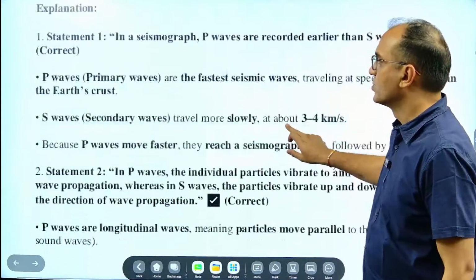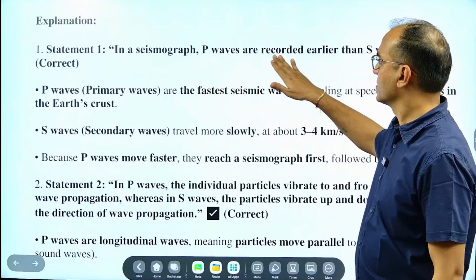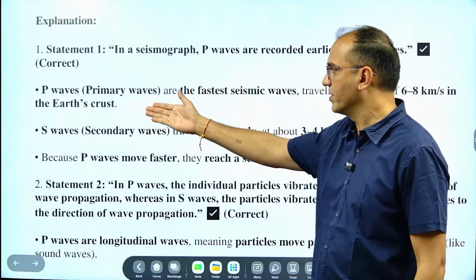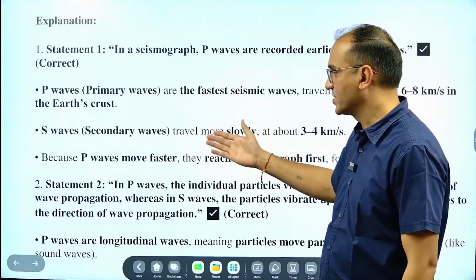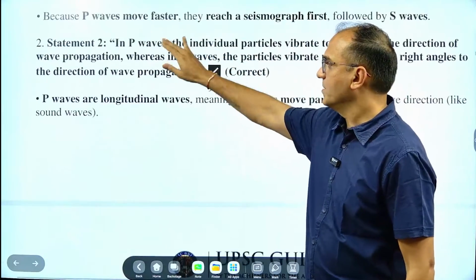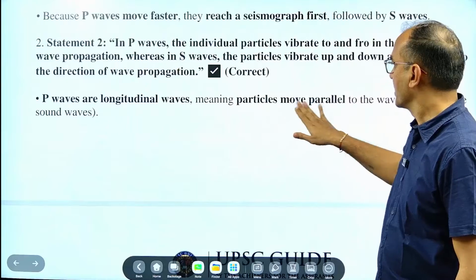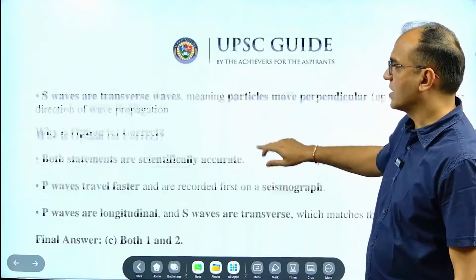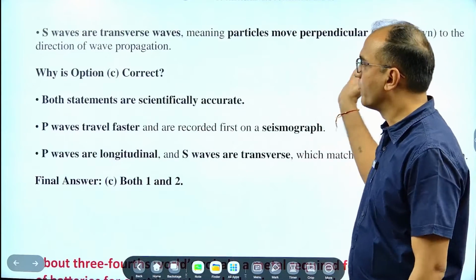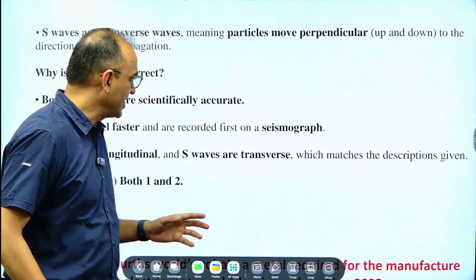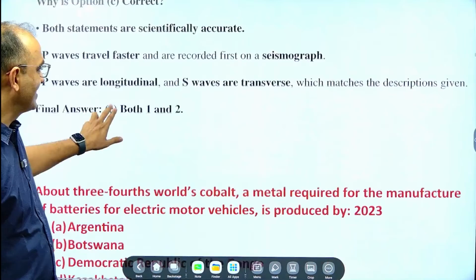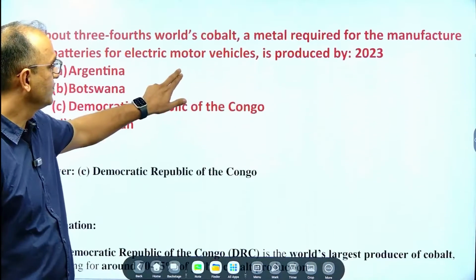Clear? So look at the explanation. In a seismograph, P waves are recorded first. Yes, P waves are primary waves. S waves are secondary waves. They move slowly. P waves are faster, right? Second statement, P waves are longitudinal, that is, particles move parallel. S waves are transverse, that is, particles move perpendicular. So both statements are scientifically accurate, they are true. That is why we get the answer as C, which is 1 and 2.